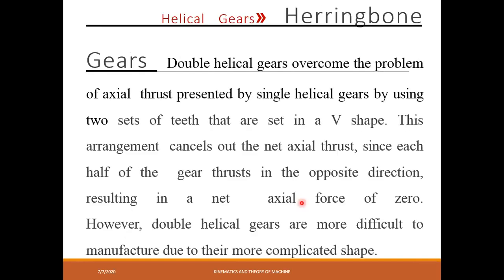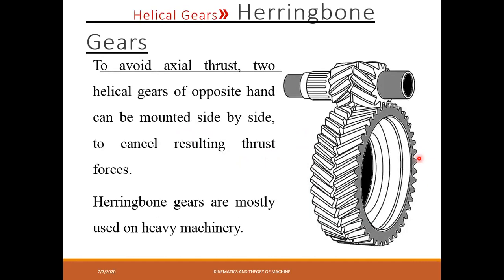Double helical gears overcome the problem of the axial thrust presented by single helical gears by using two sets of teeth that are set in a V shape. This arrangement cancels out the net axial thrust, since each half of the gear thrusts in the opposite direction, resulting in a net axial force of zero. However, double helical gears are more difficult to manufacture due to their more complicated shape. Right? To avoid the axial thrust, two helical gears of the opposite hand can be mounted side by side to cancel the resulting thrust forces.